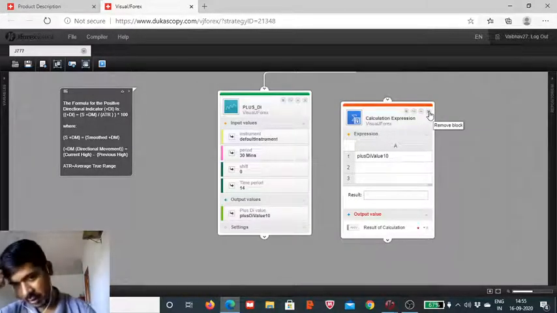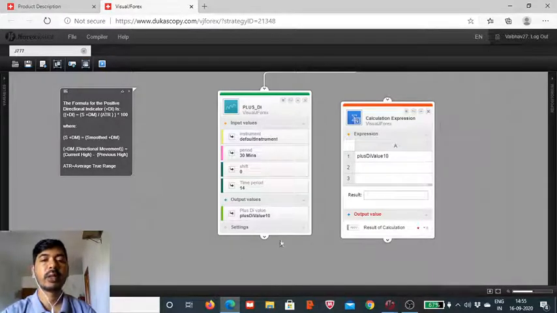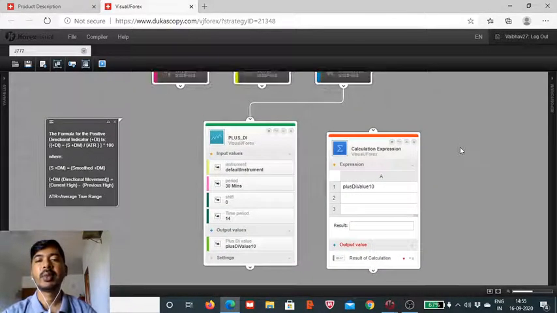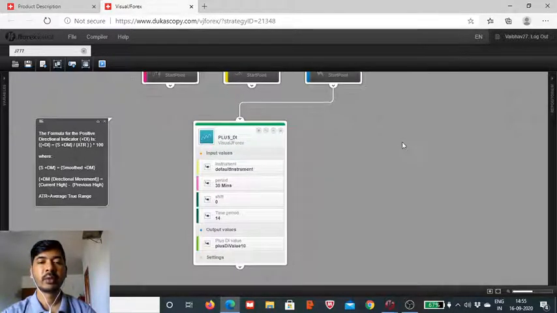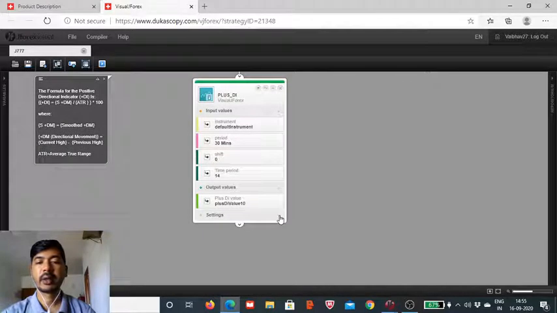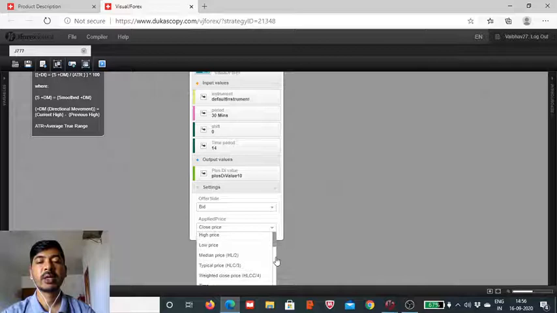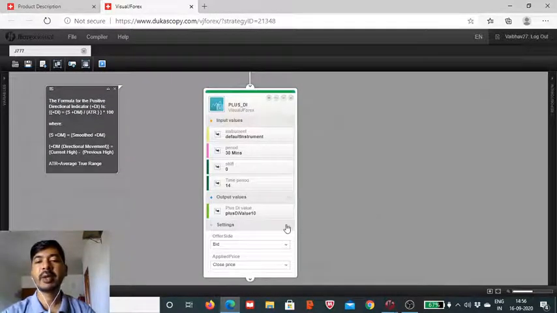Or you can simply take any if else statement, if block, and simply put in the output value and put in the second condition, and then that condition will be in play and will need to be satisfied before the flow can move forward. So this is the indicator block, and we are almost done. And coming to the settings, we have to choose on which side we want the DI value to be calculated, whether on the bid side or on the ask side. And applied price also, the candlestick price which is going to be taken into consideration while calculating the plus DI value.